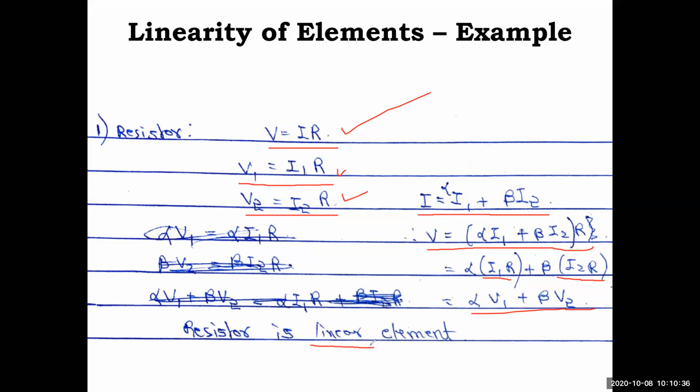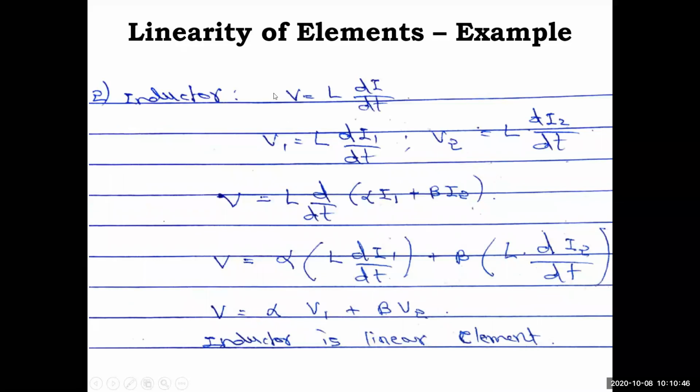In a similar way, we will check the remaining elements. We require the voltage and current relationship of the elements. Secondly, we will consider the inductor. The inductor voltage and current relationship is V equals L times di by dt.